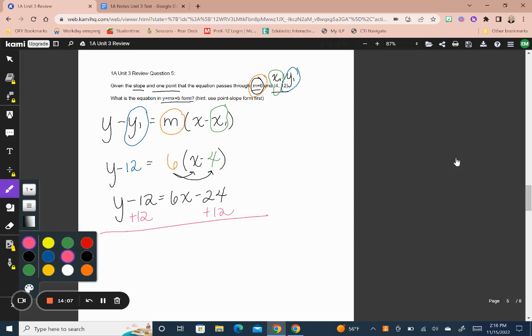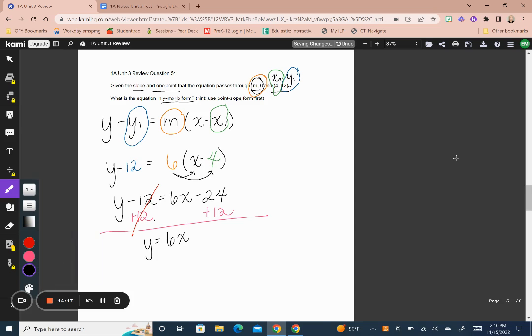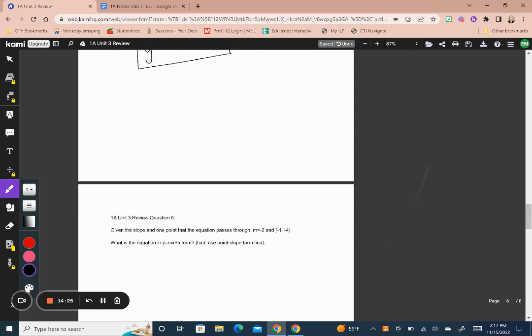Okay, this cancels out, and on the left side of the equal sign, all I'm left with is y. 6x. And then negative 24 plus 12. You may need to use your calculator for that, but it's a negative 12. And this would be your final answer. Okay? Let's take a look at the next one.